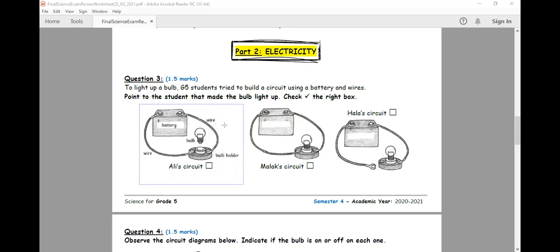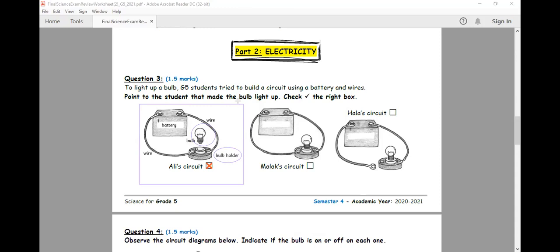Do you think that the light bulb will light up? No, because it's not connected. Ali needs to connect the bulb to the bulb holder. He needs to connect them together. So this is not a correct circuit.